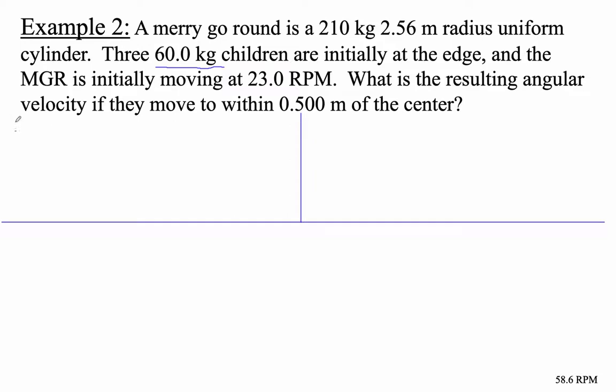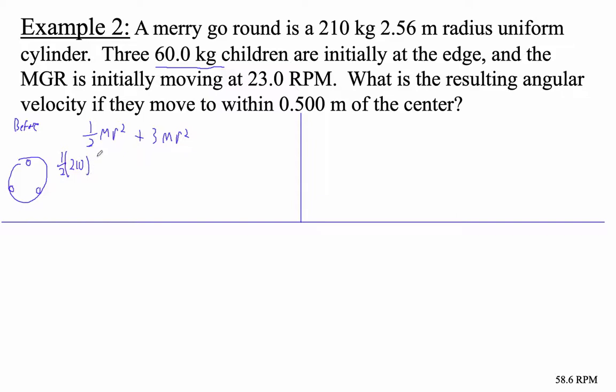Okay, so before, we've got the merry-go-round, and these kids are at the edge. They're right at the edge, right? So it's going to be 1/2 mr squared for the merry-go-round, because it's a cylinder, and then the kids are going to be points, so it's going to be 3 mr squared. If they say there's something at a certain point, you just pretend it's all right there.